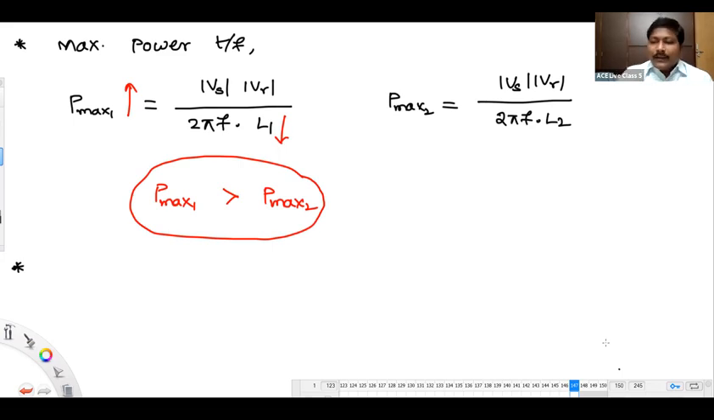Okay, so I want to make this comparison also. Kindly answer this one. Among these two systems, equilateral spacing and flat spacing, which system will have more corona? Is it the equilateral spacing system or the flat spacing system? Which system will have more corona? Tell me please.